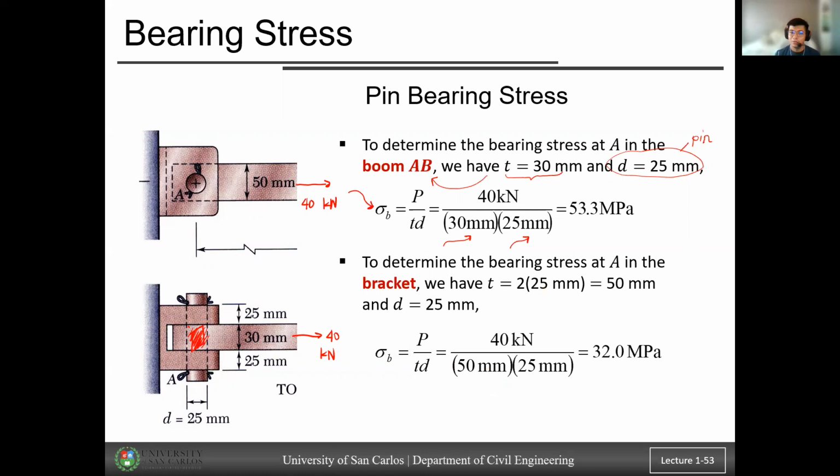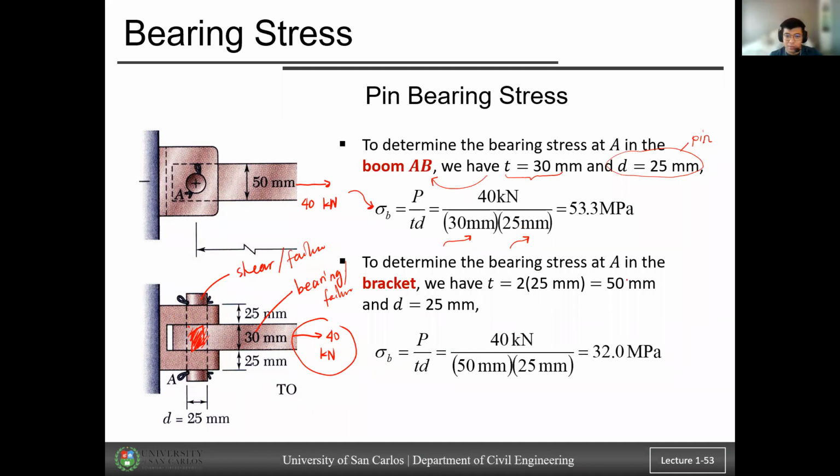So if the bolt fails with regards to the 40 kilonewton force, it will experience shear stress because the pin failed. Shear. If this member here failed, that would be bearing. Of course, if one experiences failure, the other member does not fail. For example, if this one is shear failure, the member does not fail. But if there is bearing failure, the member fails, but your pin is still solid.